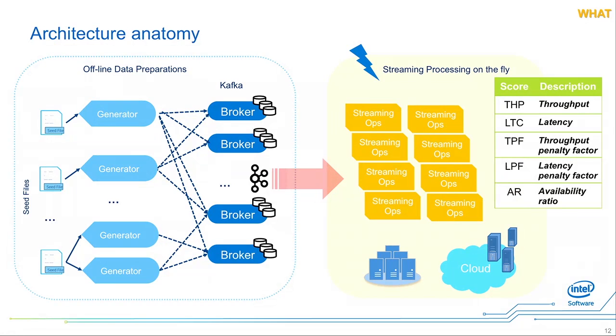Okay, now let's take a look at the architecture inside. So here, the entire benchmark system has two parts. The first one is the offline data preparation. For the data preparation, we have several generators, which work in a distributed manner. For each generator thread, it will read from a single seed file, and each generator will emit those input data in a random order. And you can configure the scale factor for all those generators. All those generators send the data to the Kafka cluster in parallel mode.